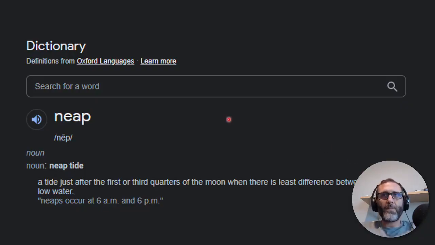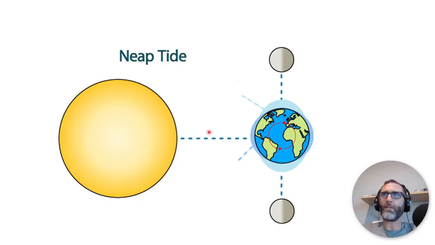There's a couple different terms when we start talking about tides, just so you know when you're talking with someone later and they're trying to explain neap tides and spring tides, also known as king tides, lunar tides, solar tides. You'll hear all these terms, right? And some of them are synonymous with other terms. But a neap tide is a tide just after the first and third quarters of the moon, when there is least difference between high and low tides. Neaps occur at 6 a.m. and 6 p.m. They only occur twice per month, all right?